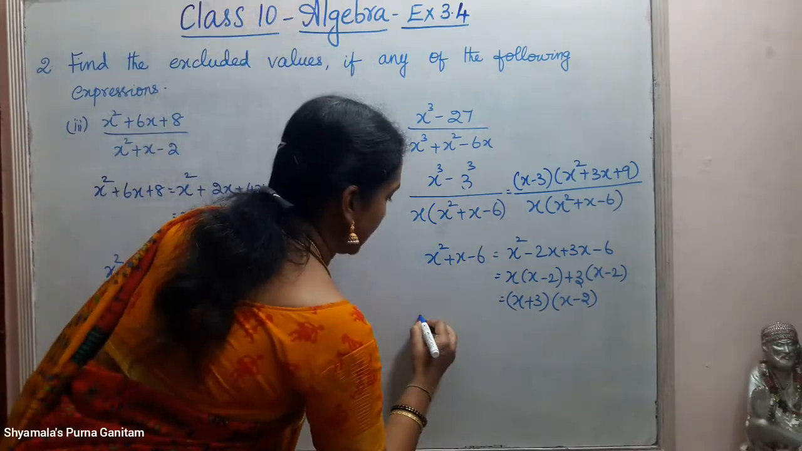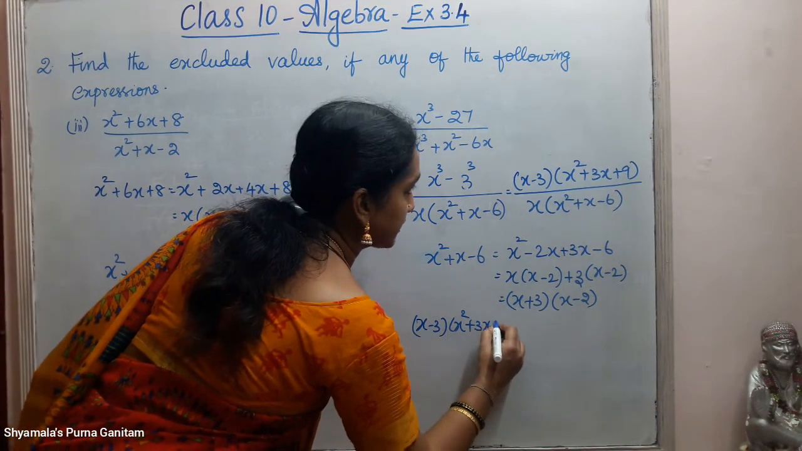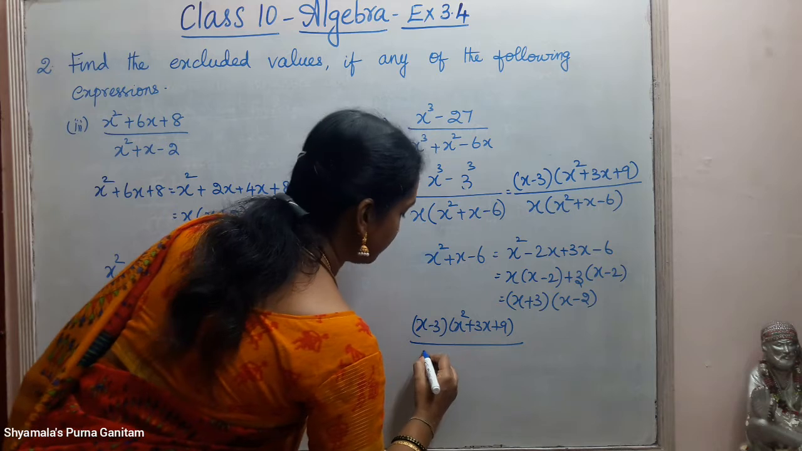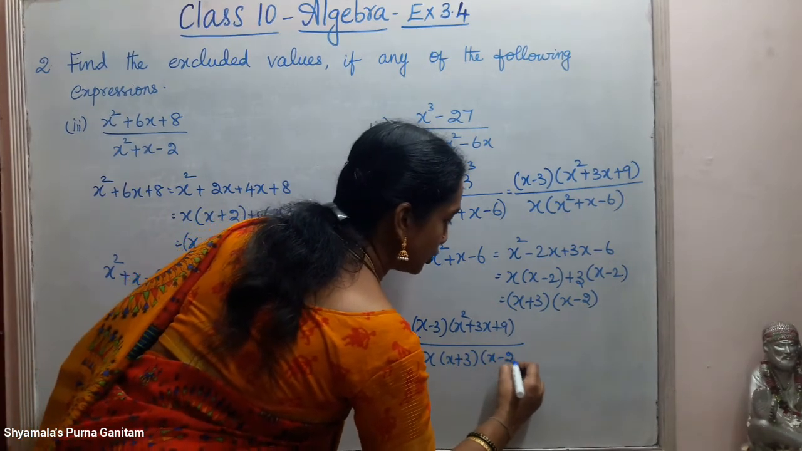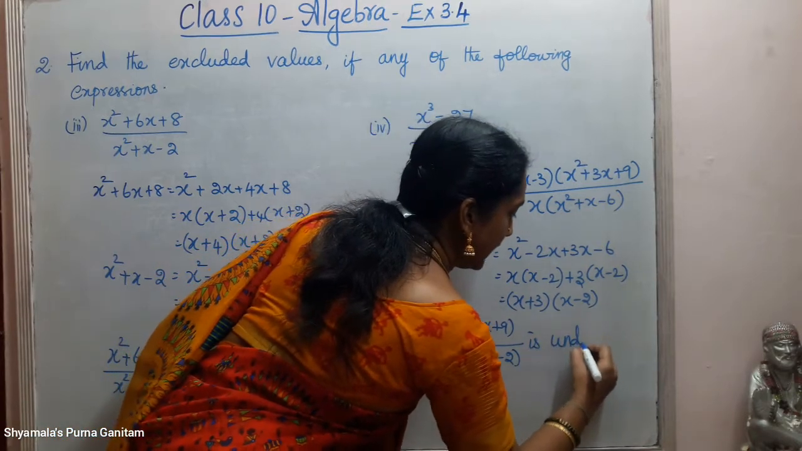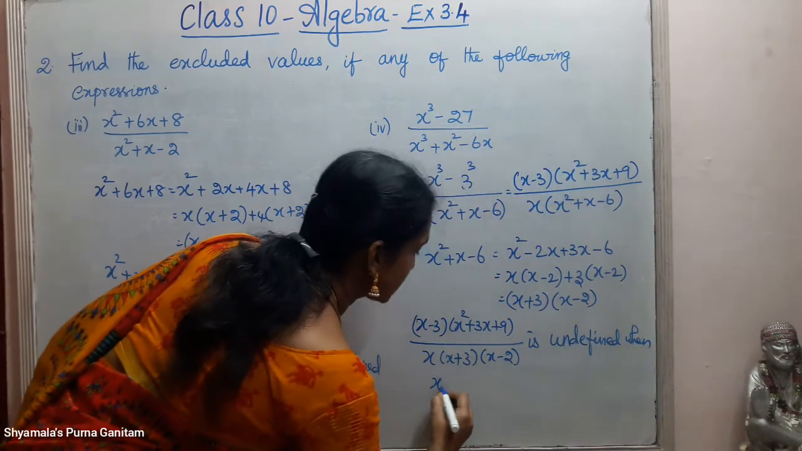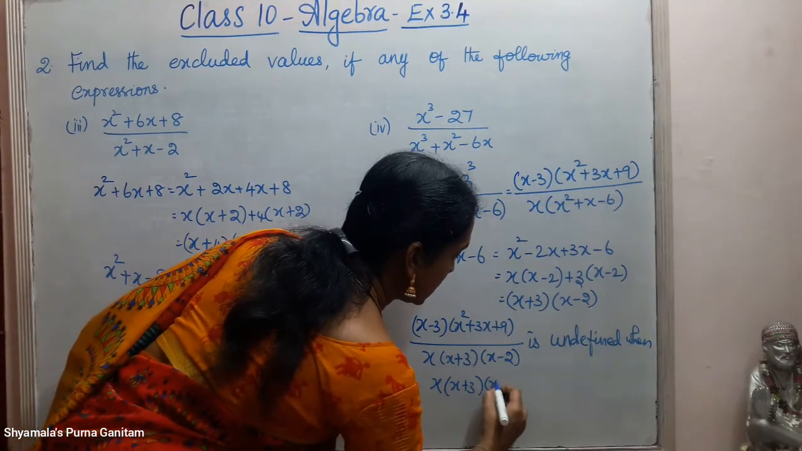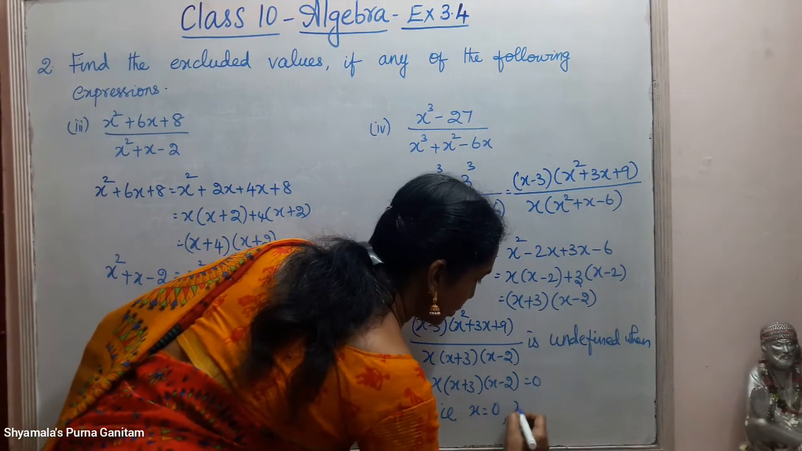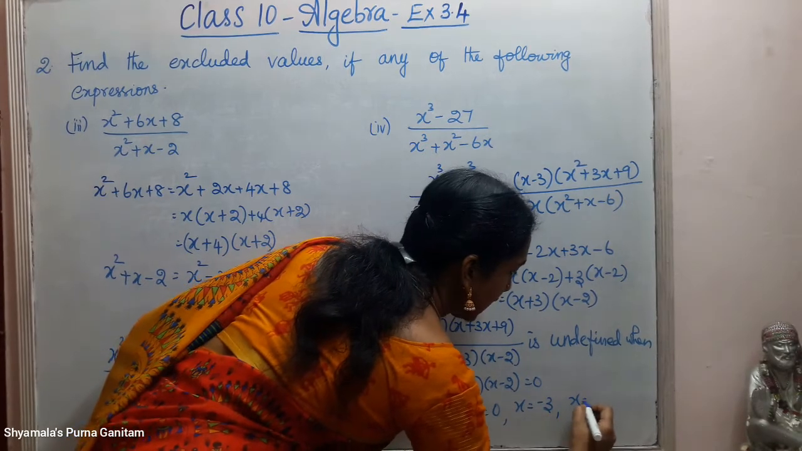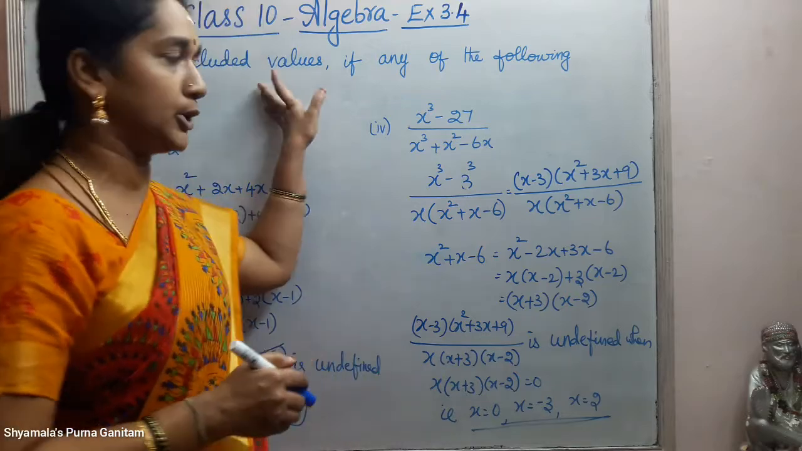So if we are writing this, x minus 3 into x squared plus 3x plus 9 divided by x into x plus 3 into x minus 2 is undefined when x into x plus 3 into x minus 2 is equal to 0. That is x is equal to 0, x is equal to minus 3 and x is equal to 2. So these are the three x values to be excluded.